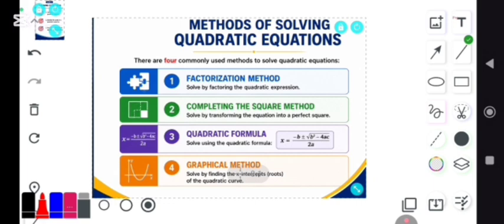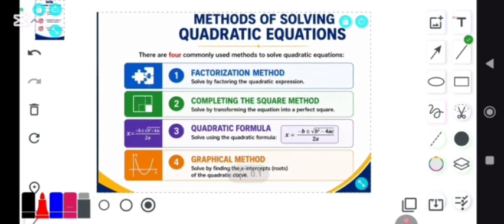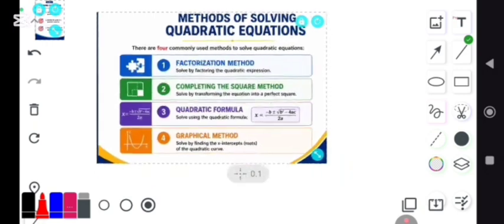Method of solving a quadratic equation. Look at this. Now, basically, there are 4 methods that can be used to solve a quadratic equation. The first one is the factorization method. The second one is the completing the square method. And the third one is the quadratic formula. In some regions of the world, most students prefer to call this the almighty formula. Then the last method is the graphical method.